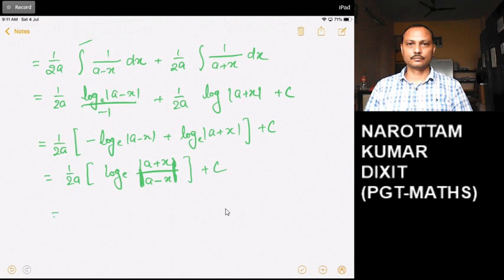So finally, the integration of 1 upon a square minus x square with respect to x is equal to 1 upon 2a log of mod of a plus x divided by a minus x plus c.